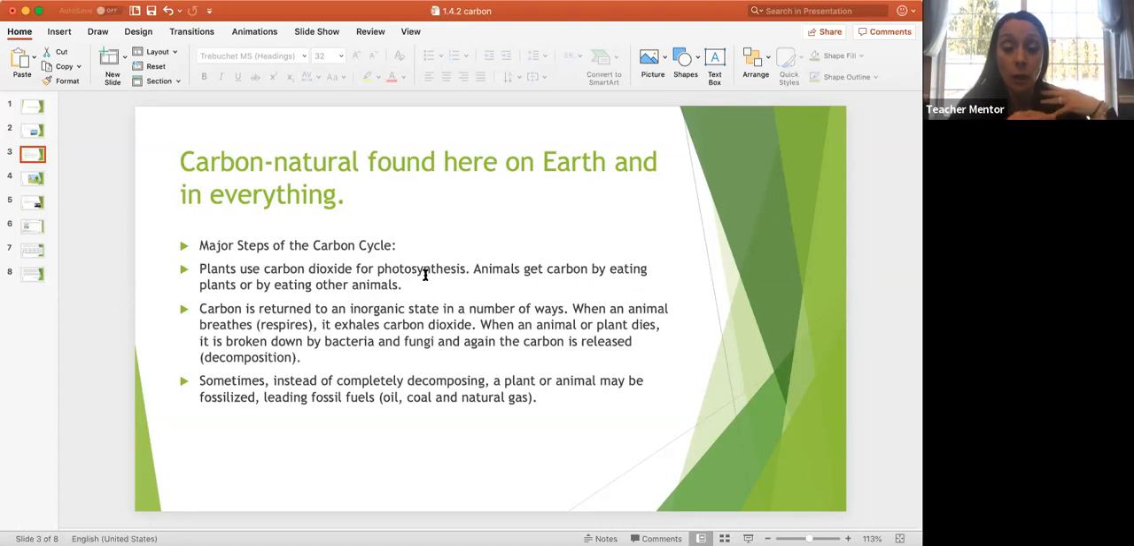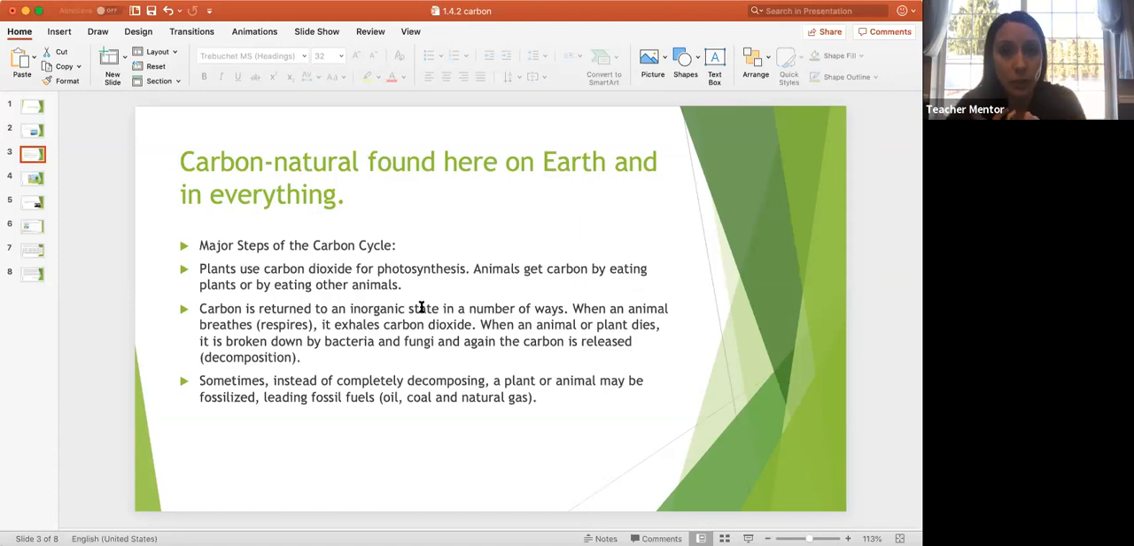Carbon is returned to an inorganic state in a number of ways. So how is carbon released back onto Earth? We have to have this balance. Plant producers are using that carbon for photosynthesis, so how does the carbon get released back? Well, a couple of different ways. When an animal or plant dies, it's broken down by bacteria and fungi, and that carbon is released back into the Earth through decomposition.